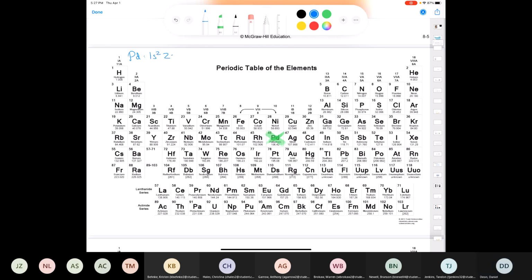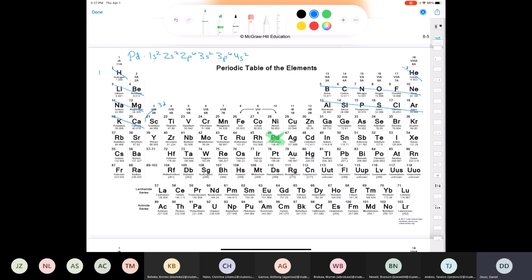So 1s2, 2s2. Now we've gotten these ones. Now, next we've got 2p6. We're still not there. Let's continue on in our journey. 3s2. 3p6. Still not there. 4s2. Remember that here it drops down to 3d, right?